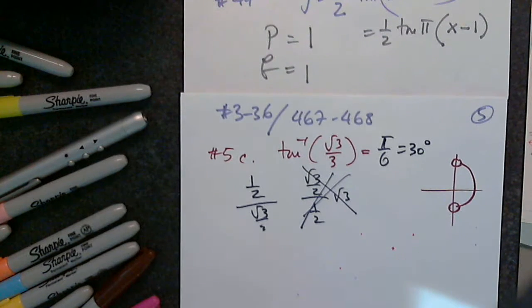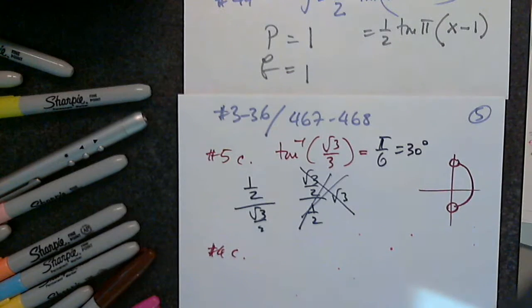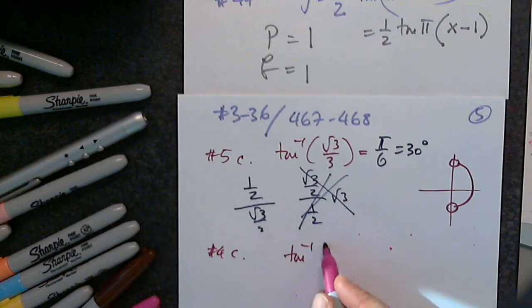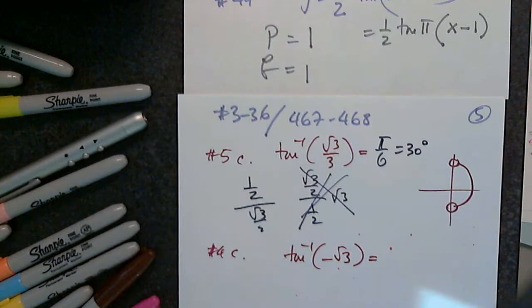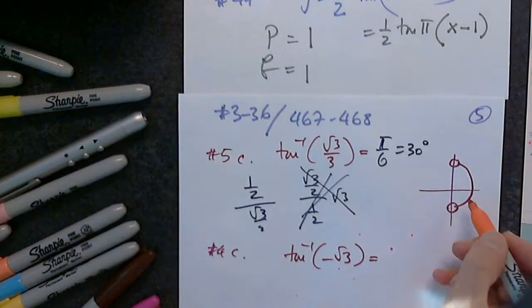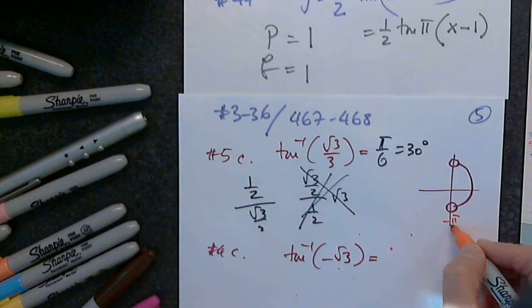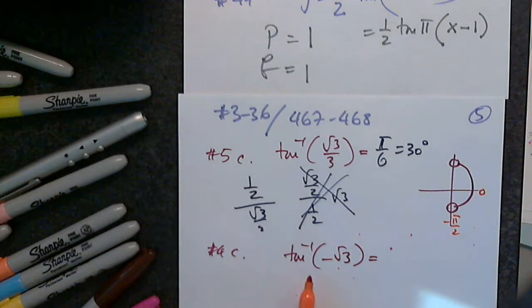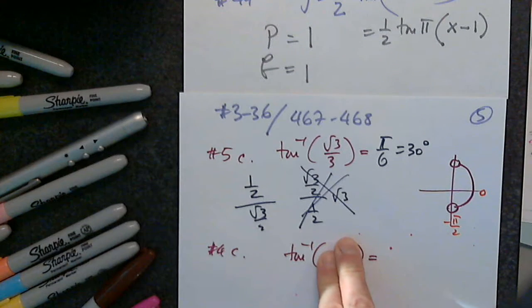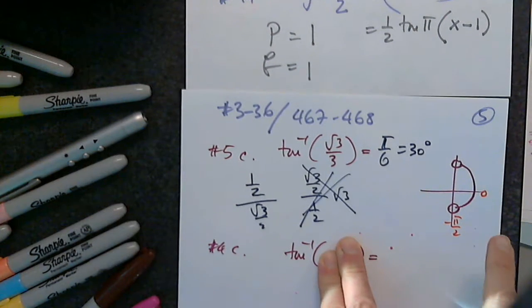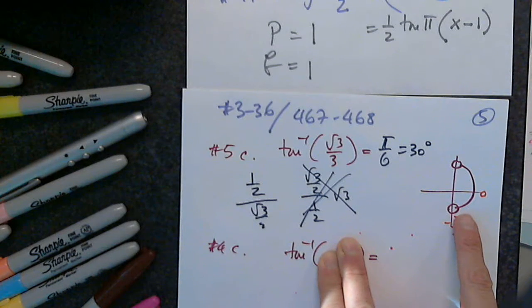Now, 4C is more interesting. Tangent inverse of negative the square root of 3. Although I said try not to work with negative angles, not in this situation. In this situation, I will have an answer between negative pi over 2 and 0, because I'm asked to find the angle whose tangent is a negative number, which means it has to be a negative angle in the 4th quadrant.